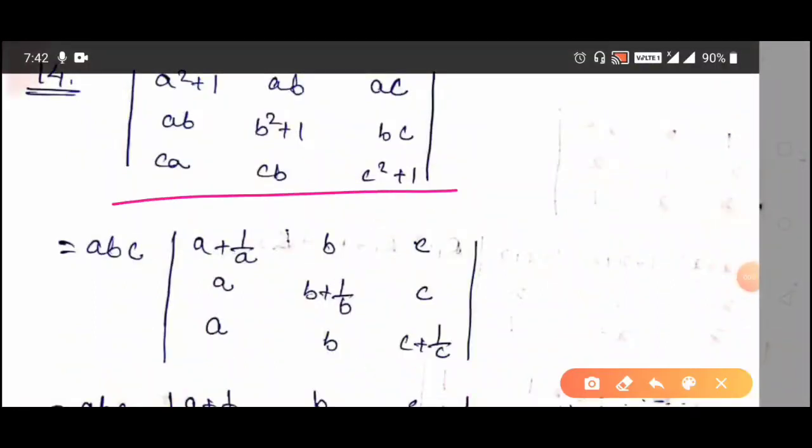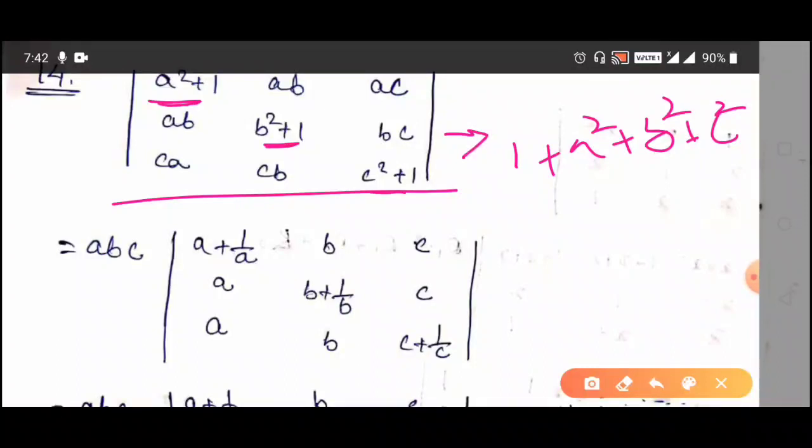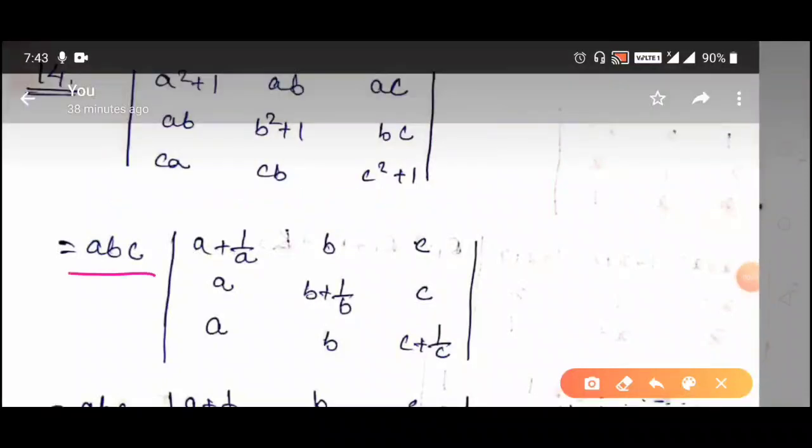Question number 14. This determinant is given. We have to show this is equal to 1 plus a square plus b square plus c square. Now see, here we don't have a square, b square, c square. We have this a square, b square, c square with this 1. And we cannot separate the determinant also. So for that we can take out a from row 1, b from row 2 and c from row 3. If we take out a, b, c from row 1, row 2 and row 3 respectively, then the determinant will be like this.